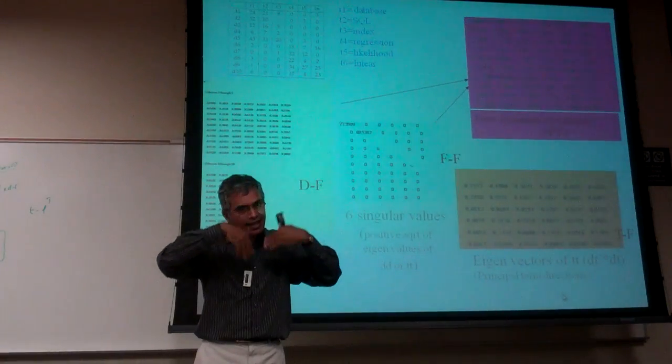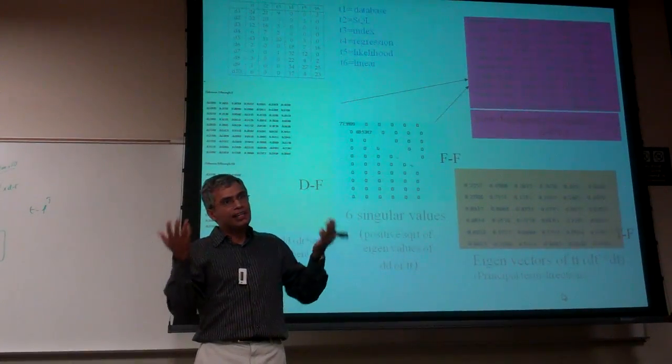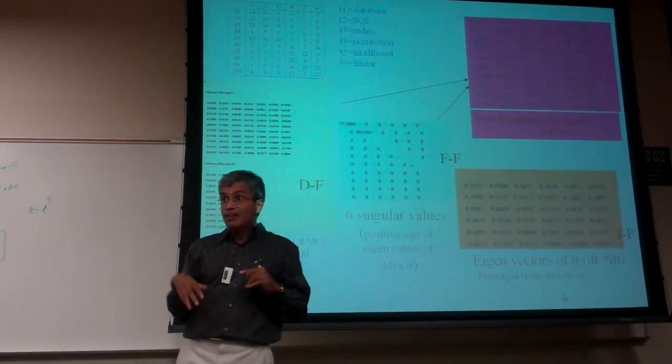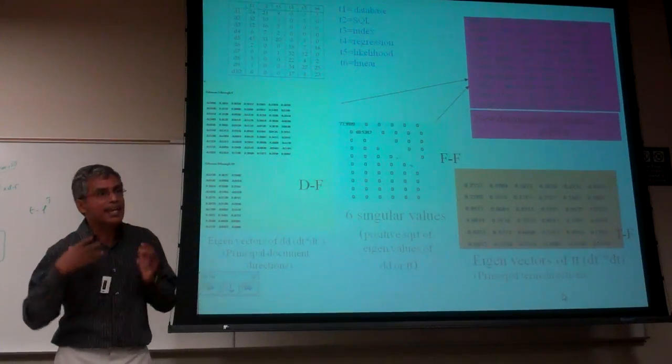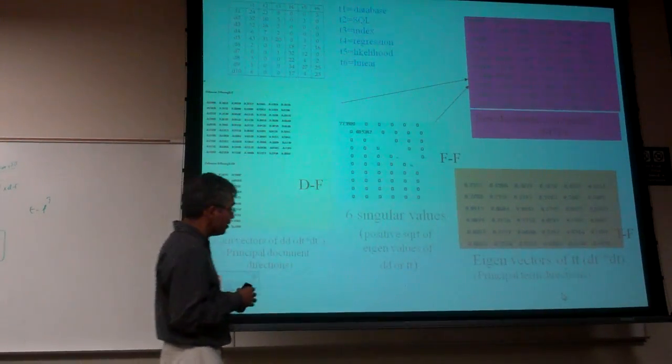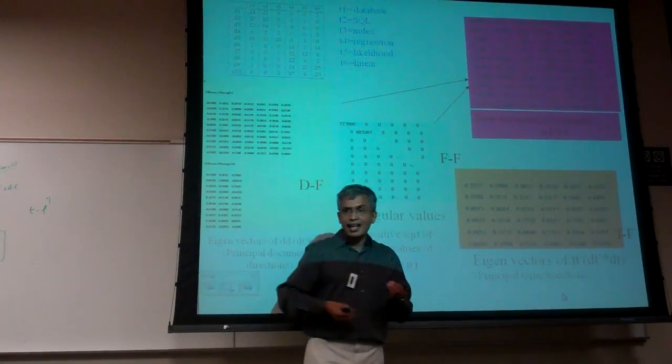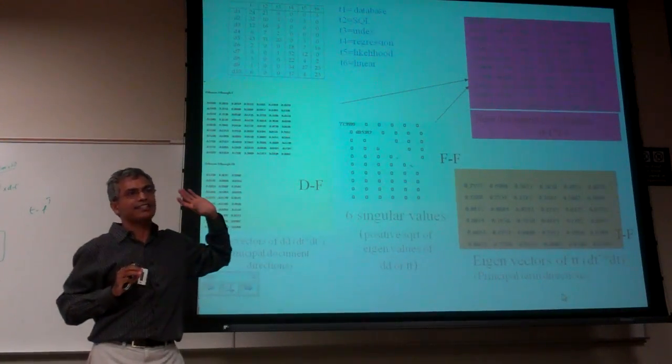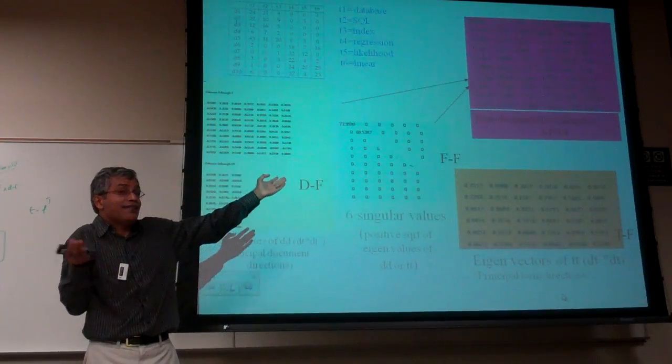Okay? These factors are latent. You didn't know what they were until you analyzed the data. And even after you analyze the data, you don't have a name for them most of the time. You don't have a name for them. It just so happens that each of these directions are some linear combination of the old directions. But they don't have any semantics for you.